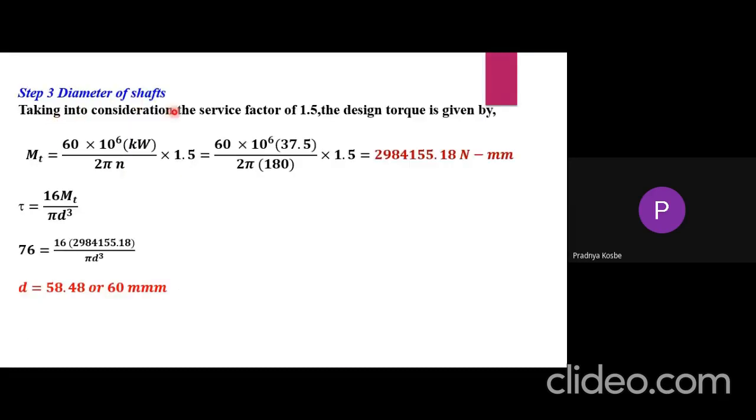Step 3, to find out the diameter of the shaft. The diameter of the shaft is found by our usual formula, using the shear stress developed in the shaft: tau is equal to 16 Mt divided by pi d cube, where d is the diameter of the shaft and Mt is the torque or twisting moment in the shaft. Mt is equal to 60 into 10 raised to 6 into kilowatt divided by 2 pi n, where kilowatt is the power rating, and n is the speed of the input shaft.